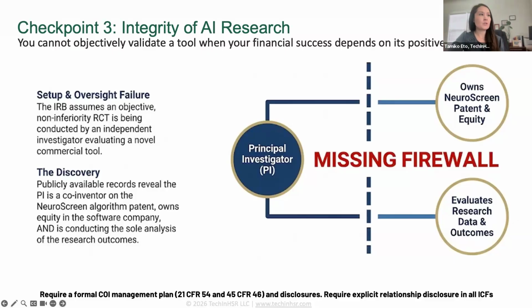And then just a quick note on workflows, right? Reviewing publicly available records and the product company website or even the product brochure, that is not out of scope for the IRB. In fact, it is necessary for the IRB in order to conduct a thorough review of that AI protocol, especially if the study team did not provide this information within their submission.